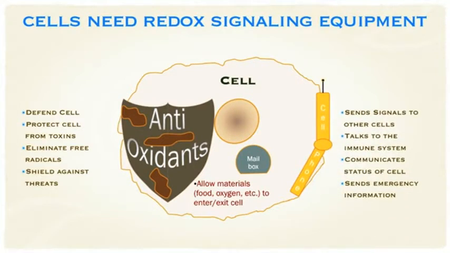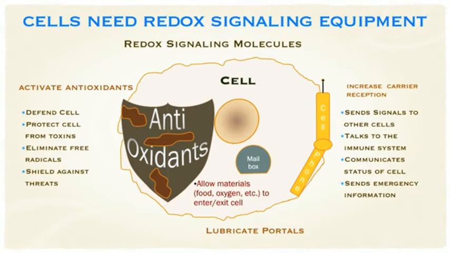Additionally, cells need to signal one another. There's a complex and intricate system of communication. We can call it cell phones. And this communication allows for cells to communicate their status to one another, and send emergency messages to call out for help from the immune system, for example. Communication is critical to the health and life of a cell.